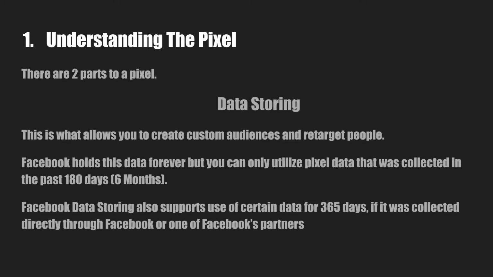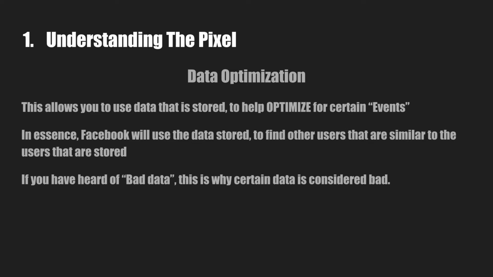Facebook data storing also supports use of certain data for 365 days. So when you're retargeting people, you can actually retarget them for an entire year. But this is not for pixel events. This is only for data collected directly through Facebook or one of Facebook's partners. For example, video views: you can use video view data for 365 days. You can use page engagement data, like your Facebook page engagement. You can use Instagram engagement data because they're one of Facebook's partners. So these are the kind of things that you can do with data storing. It's how it works. Next we go on to the next one, which is data optimization.